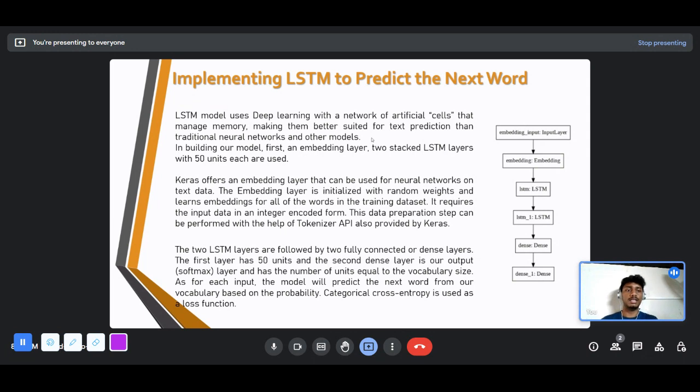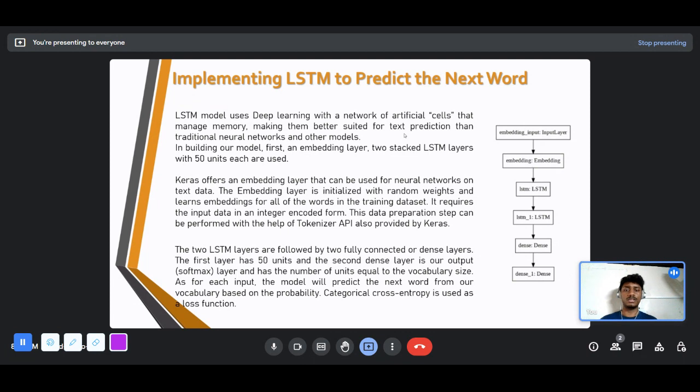So, here we have the mind map, or you can say the graph, or a table kind of structure, such as embedding input layer, embedding LSTM, LSTM layer 2, dense, and dense 1. So let us understand by this graph, by the text that we've written here. The LSTM model uses deep learning with a network of artificial cells that manage memory, making them better suited for text prediction than traditional neural networks and other models.